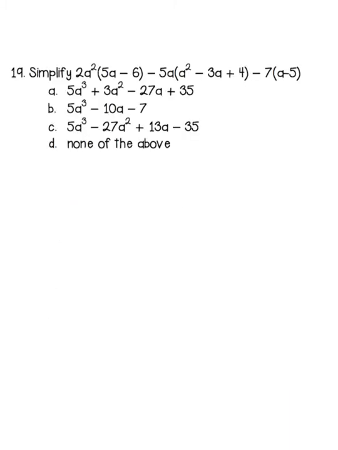For problem number 19, I'm going to start by distributing each number in front of the quantities. So for the first part, here I've got 2a squared times 5a, and that leaves me with 10a to the 3rd power. I'm adding my exponents on the a's. Then I've got 2a squared times -6, and that leaves me with a -12a squared. On the second piece here in the black, I've got -5a times a squared, and that will leave me with a -5a cubed.